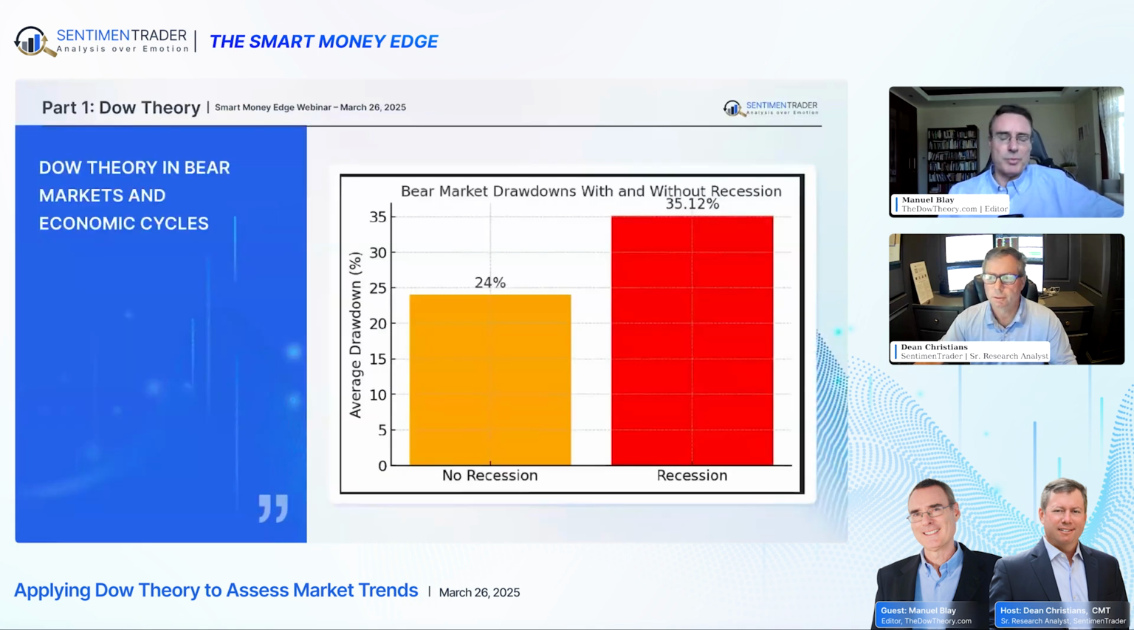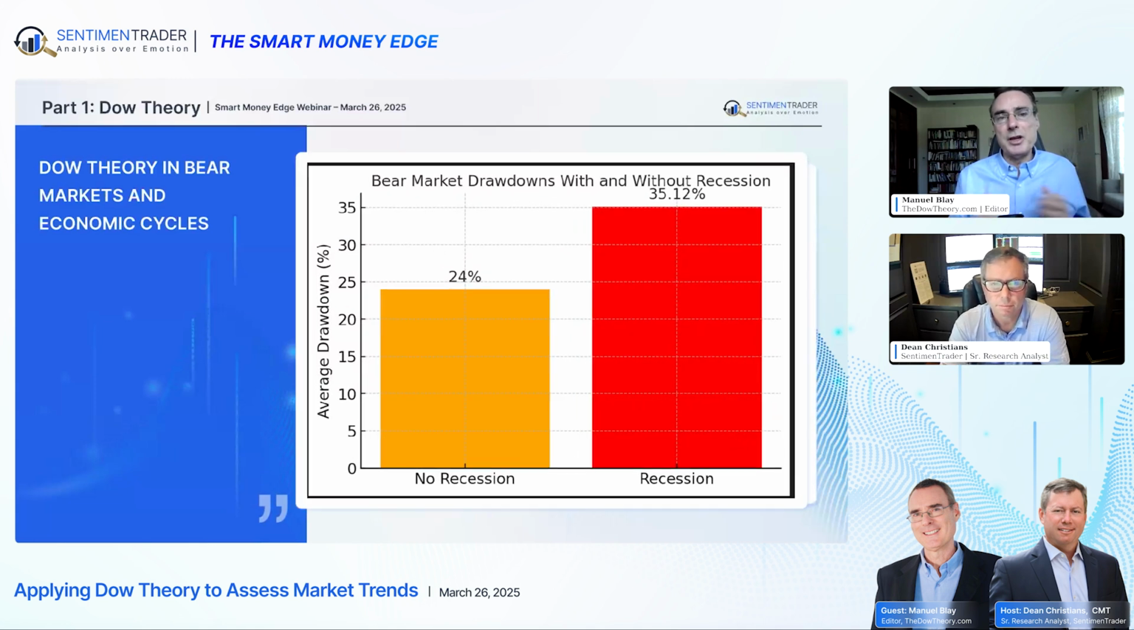So the question Dean suggested was that in an environment where the economy is less prone to recessions, whether the Dow Theory still works. Because, of course, if we don't get a recession, then we will get fewer bear markets. And when we get a bear market, the drop is going to be less meaningful than when we get a recession. So I have good news.